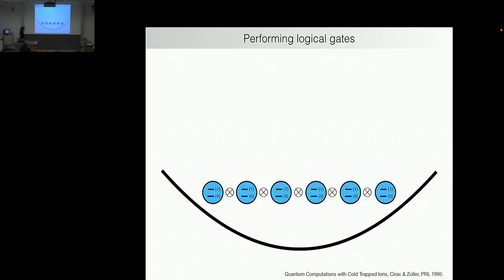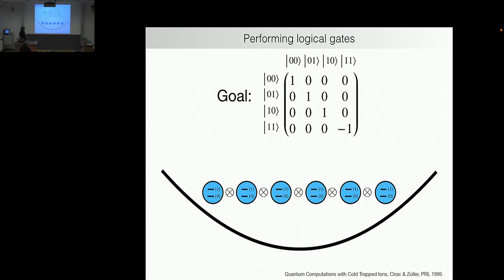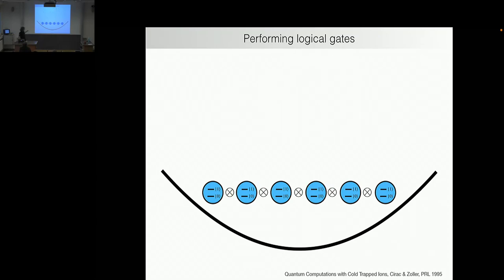Okay, and now they have another property. They are all positively charged. So if you put them together in a potential, which is what we do when we trap them, they all move together. And I'll explain this in a second.